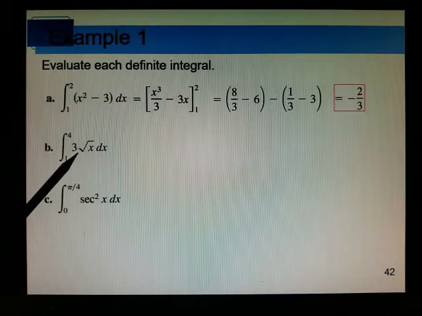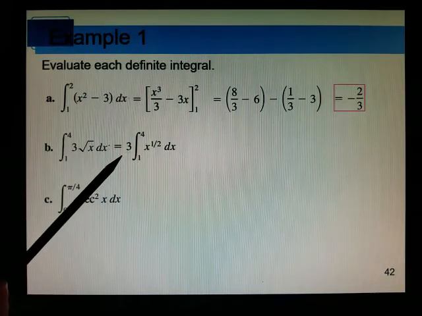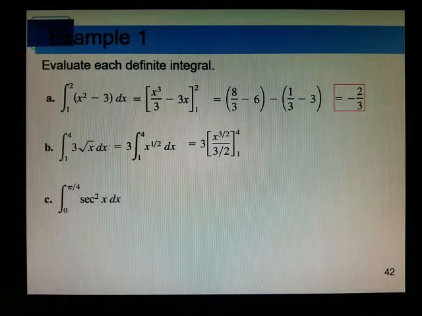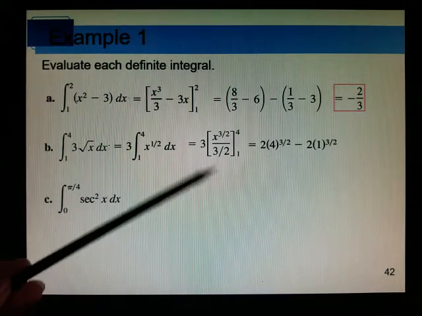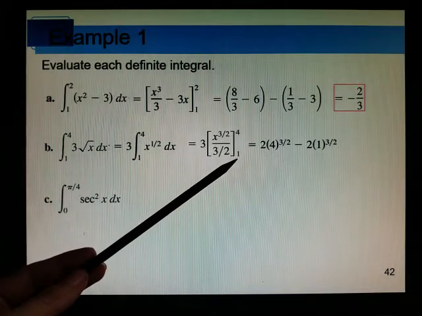All right, to integrate this one, that was square root of x, so I'd want to rewrite it first as x to the 1/2. 3 was just the coefficient in the front. Add 1 to that, that would be 3/2. Remember, divide by the 3/2. Dividing by 3/2 is the same thing as multiplying by 2/3. So 2/3 times 3 would actually end up being 2. So we end up with 2x to the 3/2, and then plugging in 4 minus when I plug in 1.